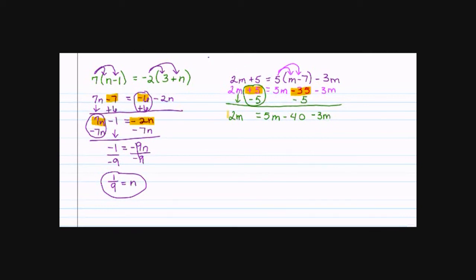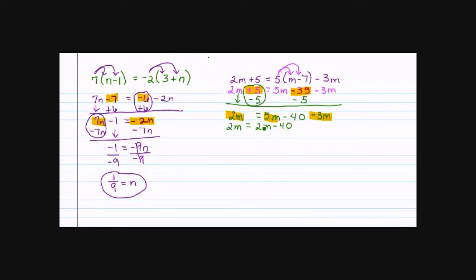Now let's take a look at my variables. I have a 2m, a 5m, and a negative 3m. Before I do anything, notice I have a 5m and a negative 3m on this side. I'm going to combine those before I do anything. So I'm going to rewrite what I don't use. 2m, 5m minus 3m is 2m minus 40.